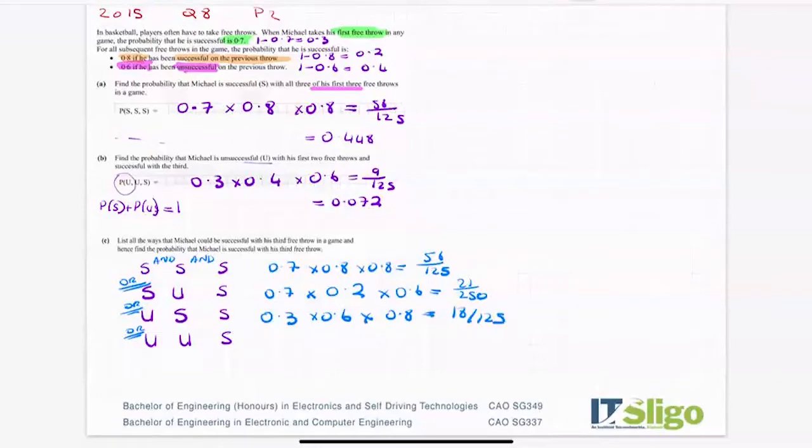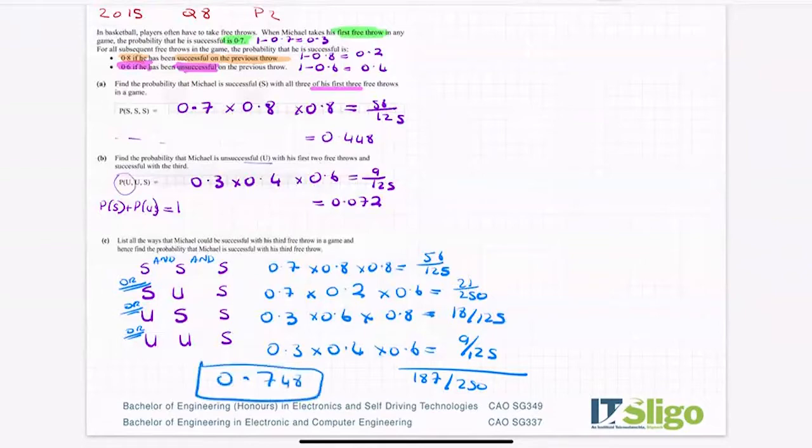Okay, and then the last one, UUS, is the one we had here in part B, which is 0.3 by 0.4 by 0.6 being equal to 9 over 25. You put a line over all of them and you add them up, 56 over 125 plus 21 over 250 plus 18 over 125 plus 9 over, I presume that should be 125. Okay, let me put in the 1. And I'm getting 187 over 250, so I'm getting a probability of 0.748 or 74.8% chance that Michael, is that his name? Yeah, is going to be successful on his third throw.